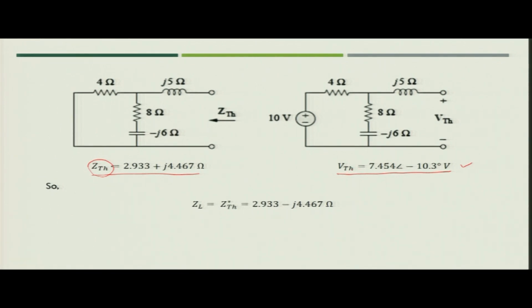The next task is to find the value of ZL, which is the load connected across the terminal of the Thevenin equivalent. So, what will be the value of ZL for maximum power transfer? ZL will be equal to the complex conjugate of ZTH. You can simply find it by taking the complex conjugate of ZTH, that is 2.933 minus J 4.467 ohm. So, you can see that the load impedance can be easily found by creating the Thevenin equivalent.